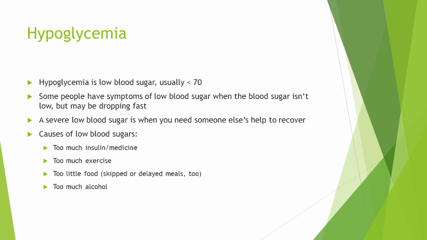What causes low blood sugars? Too much insulin or medications, too much exercise, too little food, delayed or skipped meals, or too much alcohol. Alcohol suppresses the liver's production of sugar. And so in the context of taking insulin or diabetes medications that can cause lows, and alcohol, we sometimes can see significant hypoglycemia.